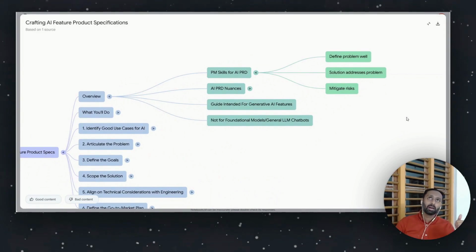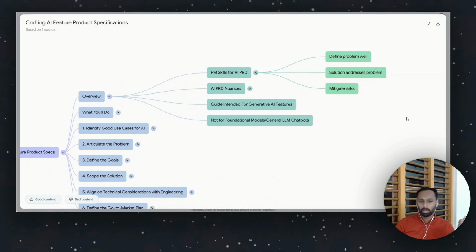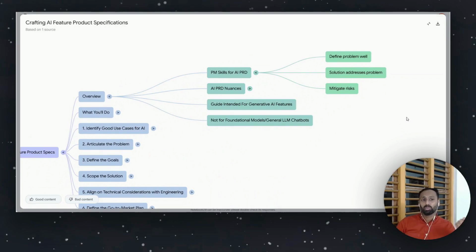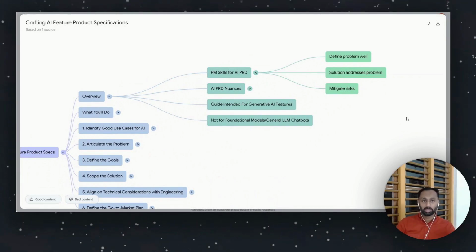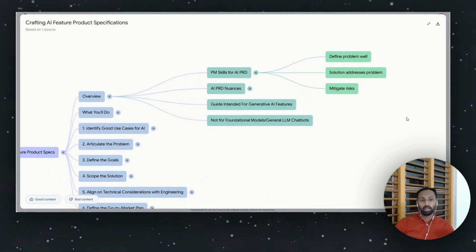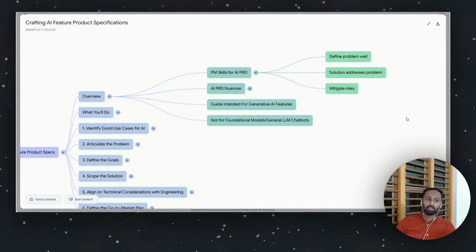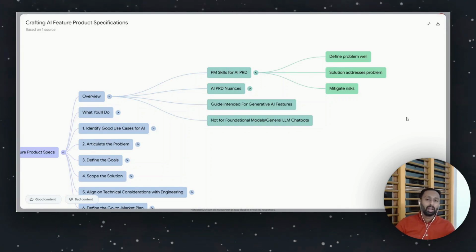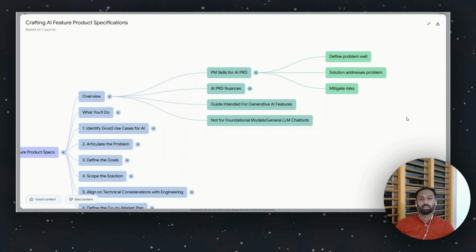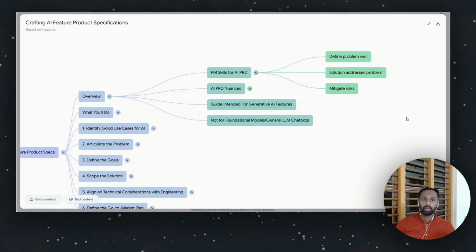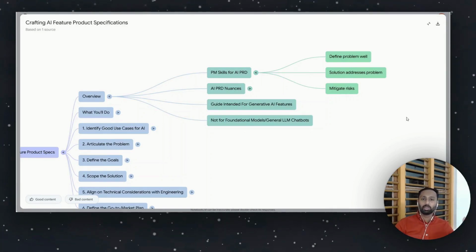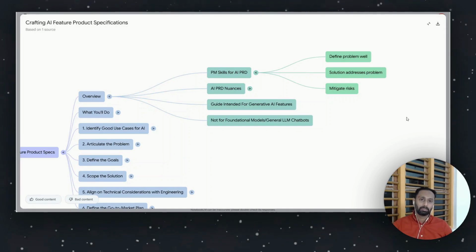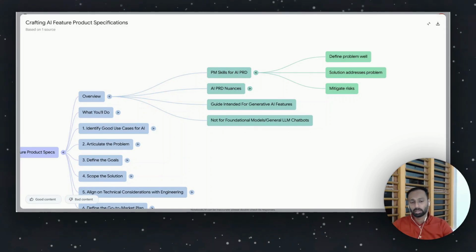Basically, the AI PRD comprises three aspects that you really look into. First one is how well you define the problem, which is very important when it comes to writing a good PRD. Second is how do you address the solution, again something the same as the traditional PRD. And how do you mitigate risk? So the same sections are relevant here as well, but there are more things that you need to look at when you are writing down a good PRD. So this is the first aspect.